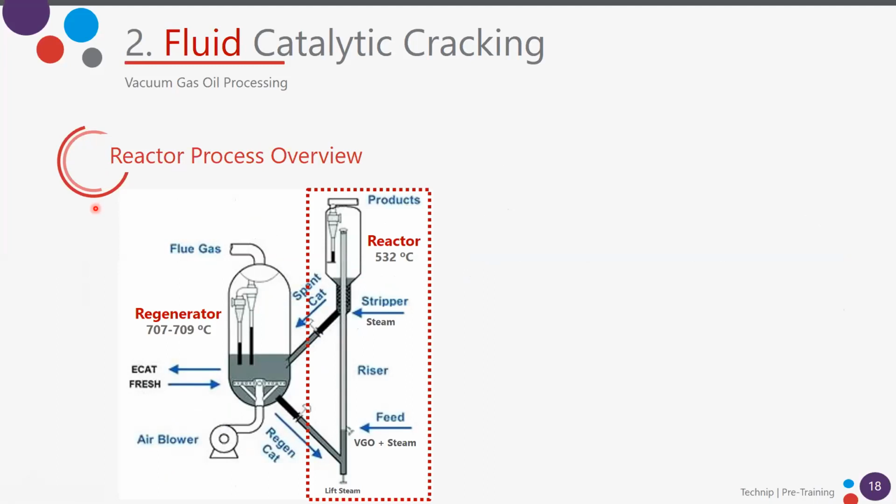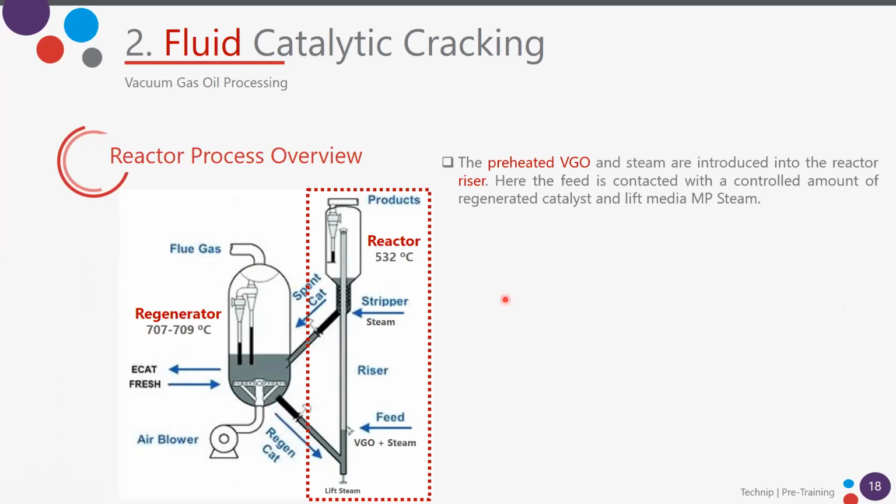So here we have the reactor, and here we have the regenerator. Our feedstock is coming here, that is the VGO, the vacuum gas oil. It is preheated in some heat exchangers, taking advantage of the heat that we have in the main column. We will preheat this feedstock to the unit.